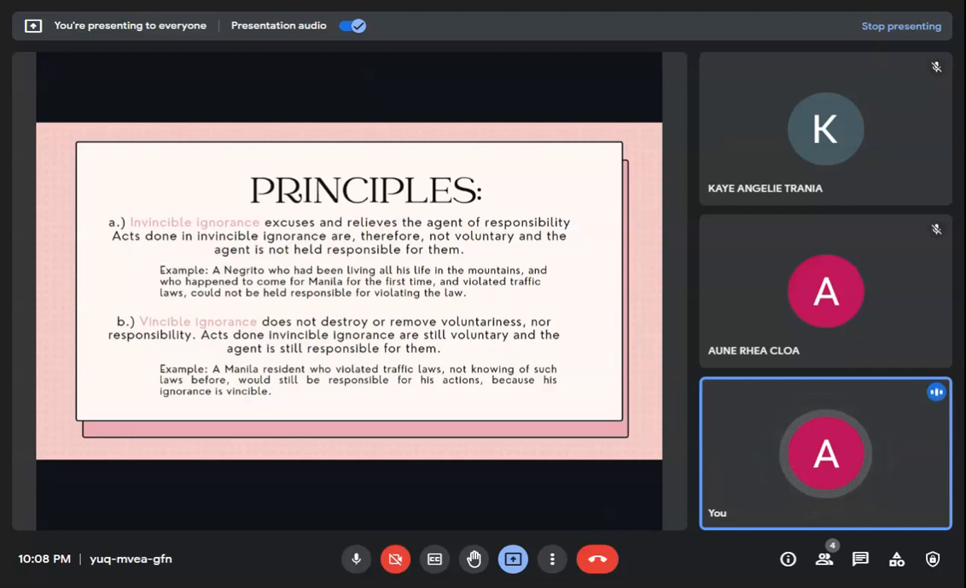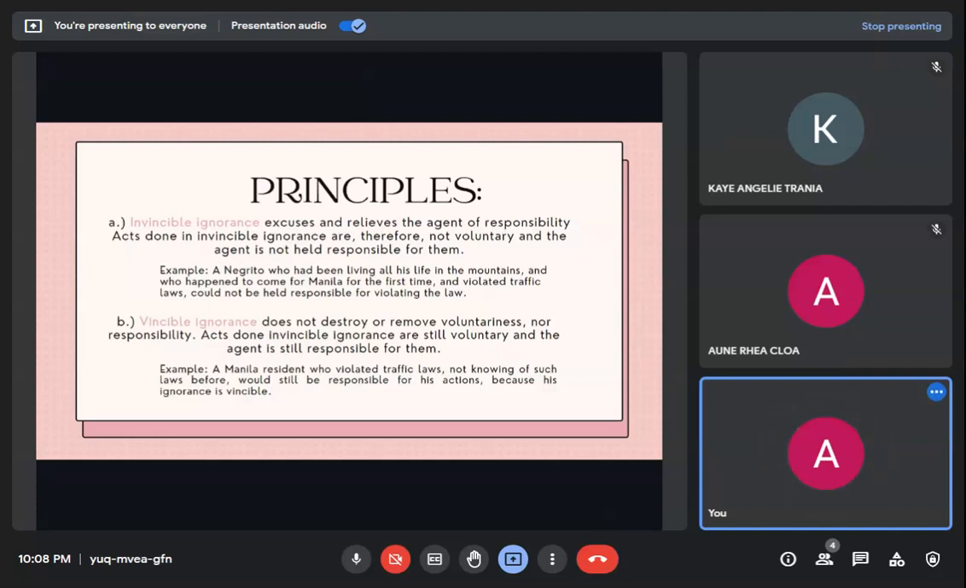The second one is the vincible ignorance, which does not destroy or remove voluntariness nor responsibility. Acts done in vincible ignorance are still voluntary and the agent is still responsible for them. So, for example, a Manila resident who violated traffic laws, not knowing of such laws before, would still be responsible for his actions because his ignorance is vincible.